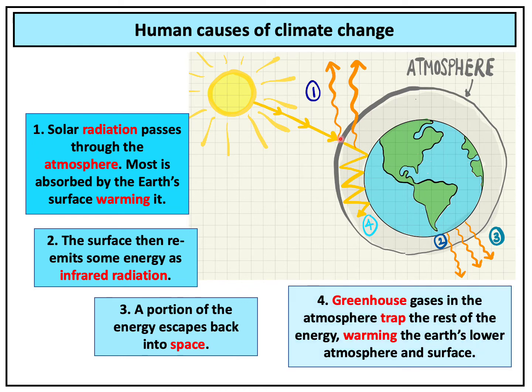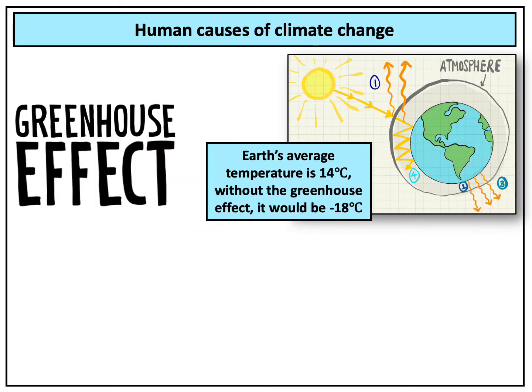But some of it is trapped in the atmosphere by greenhouse gases. Things like carbon dioxide, sulfur dioxide. And because they are trapped, they warm the Earth's lower atmosphere and surface. So the greenhouse effect affects the planet because the Earth's average temperature is 14 degrees Celsius. And if we remove that greenhouse effect, the Earth's average temperature would be minus 18 degrees Celsius. So in effect, the greenhouse effect acts as a blanket keeping the planet toasty and warm.